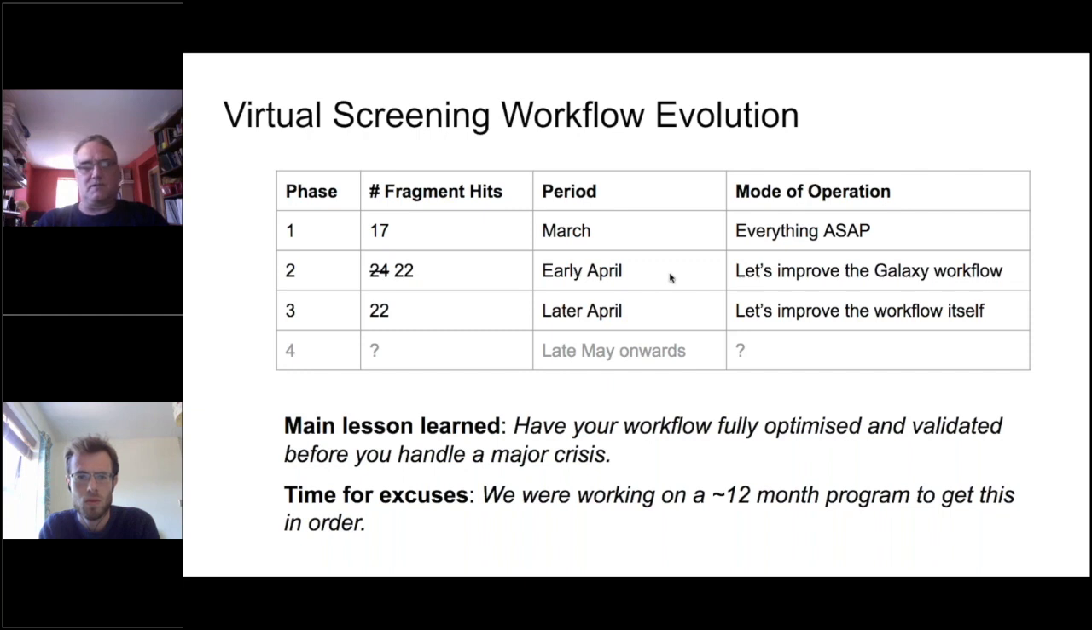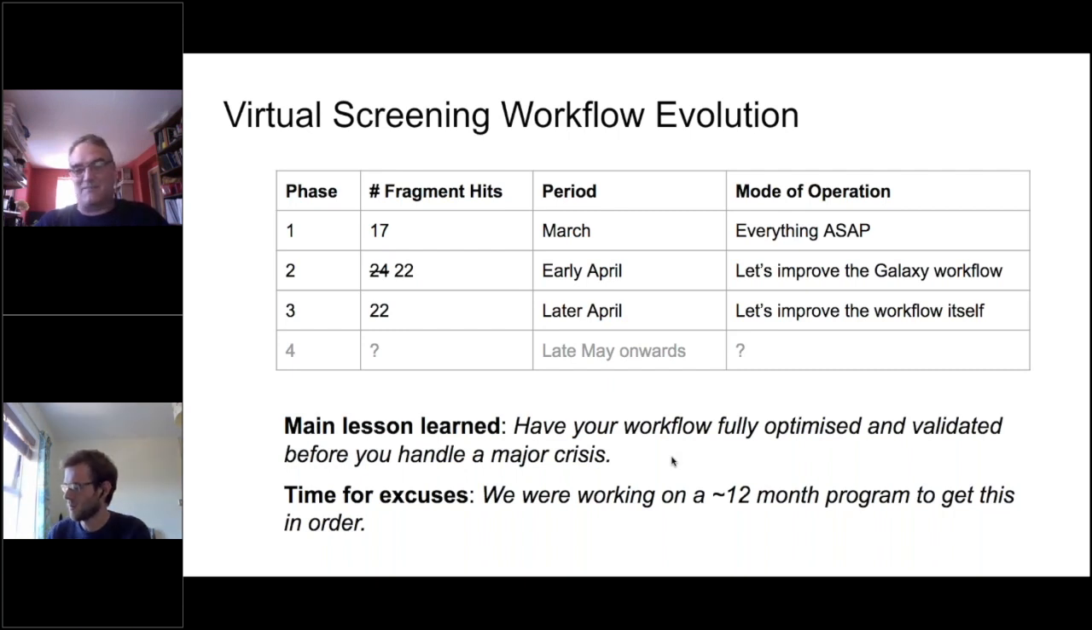So firstly, in phase 2, we started to try to improve the Galaxy workflow itself, make it more efficient. And now we're working on improving the steps in the workflow, to make them scientifically more rigorous and better. The main lesson I guess we learned from this is that if you're going to perform a large-scale project like this, you really ought to have your workflow fully optimized and validated before you do that.